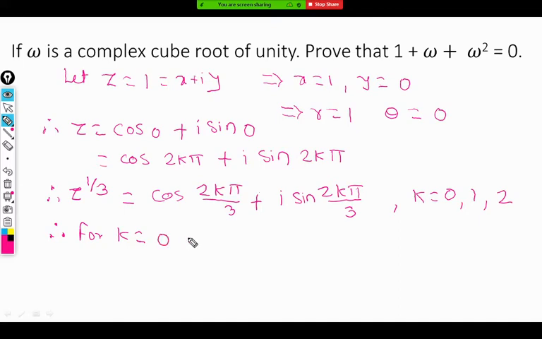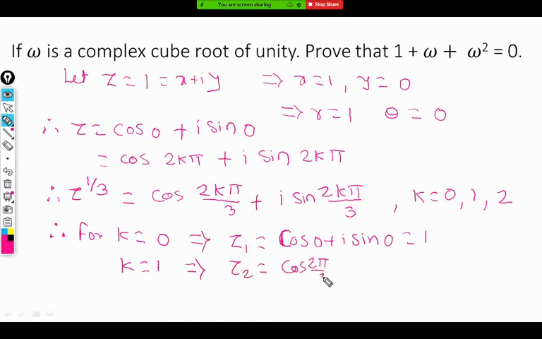So for k equal to 0, we get z1 as the first root. The first root is cos 0 plus i sine 0, that is 1 only. Or if you want in more detail, you can write cos 0 plus i sine 0, and that is 1. Then k equal to 1, z2, we get cos 2 pi by 3 plus i sine 2 pi by 3. And we already observed this in the previous question: minus 1 by 2 plus root 3 by 2 iota.